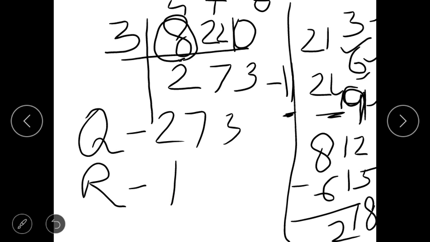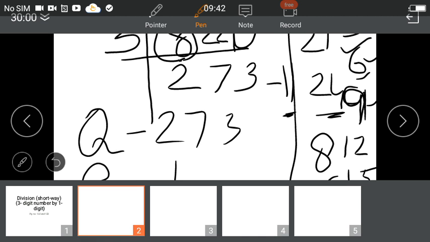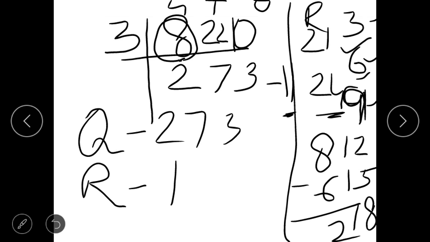Now I have done all this; you have to do it in the rough work. You have to make rough work in your copy and do it this way. Now I am going to do the next question of your book, I am taking the last question of page 122.